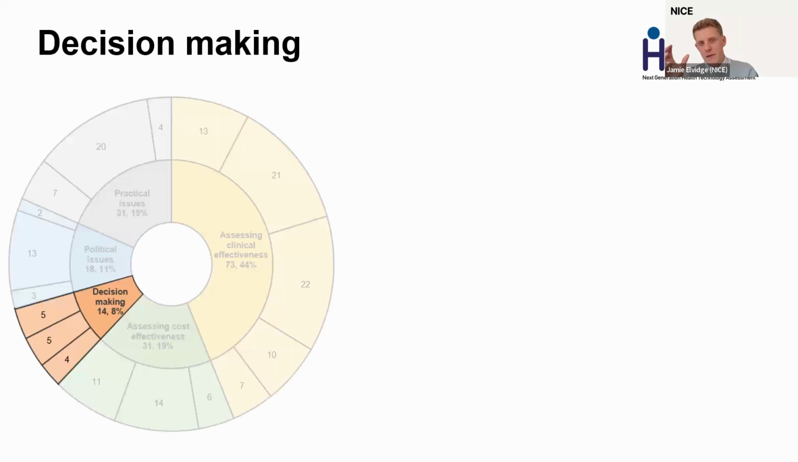The third category of themes I'd like to talk about relate to decision making, and this is specifically once you've gone through the quantitative process of assessing clinical effectiveness as best you can and assessing cost effectiveness as best you can, how do you pull that together to actually make a decision? So how do you say, okay, this is clinically effective and it's cost effective, great, we say this treatment should be used.